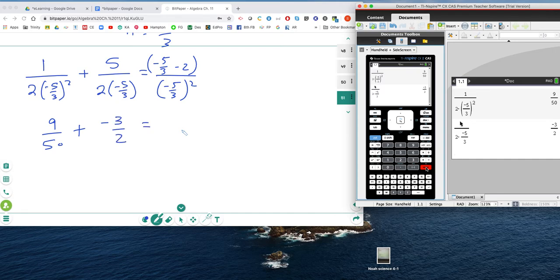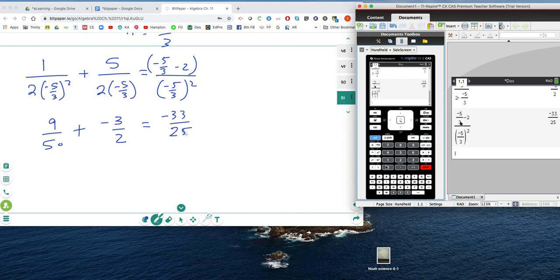3/2 is equal to control divide parentheses negative 5 divided by 3 parentheses minus 2, arrow down, parentheses negative 5 divided by 3 parentheses squared is equal to negative 33/25.